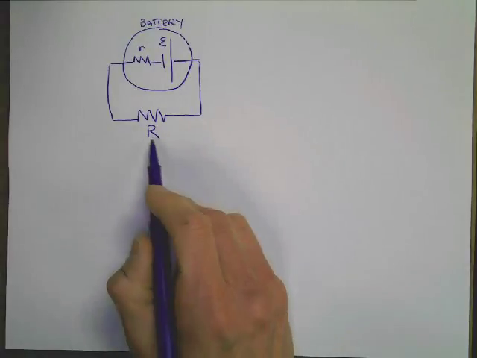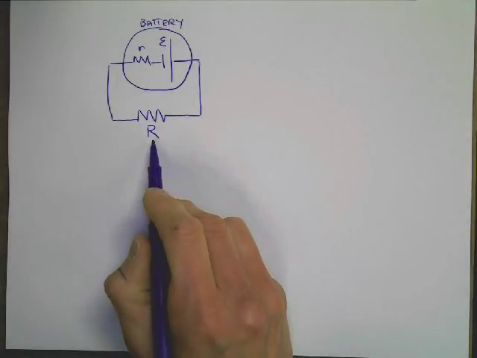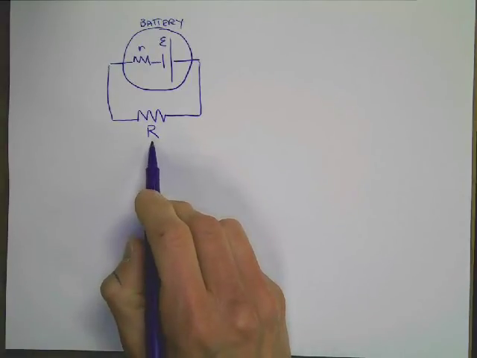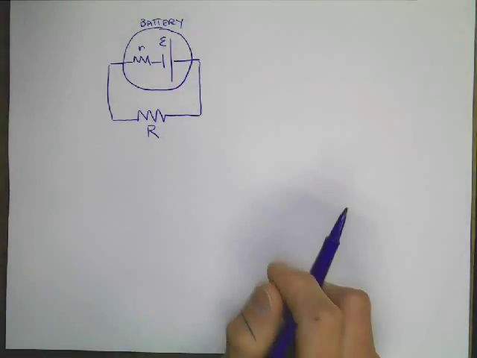and then in the external circuit, I'm going to place the load. That's going to be uppercase R, and that's the thing I actually want to provide the power to. So this could be my drill, it could be a microwave oven, it could be a flashlight bulb.